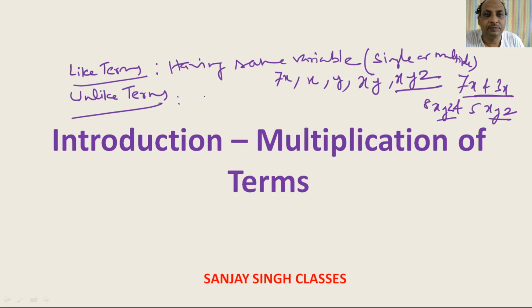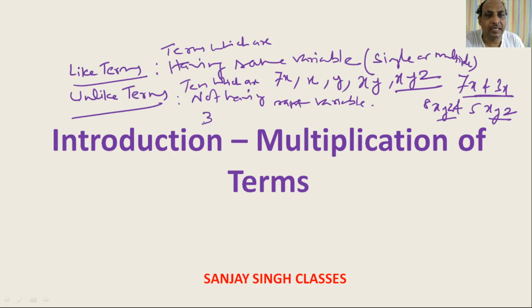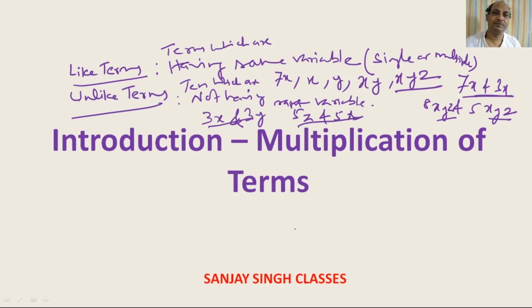Unlike terms are terms which are not having the same variable. Like 3x and 3y, both are unlike terms. 5z and 5x, both are unlike terms. Okay.